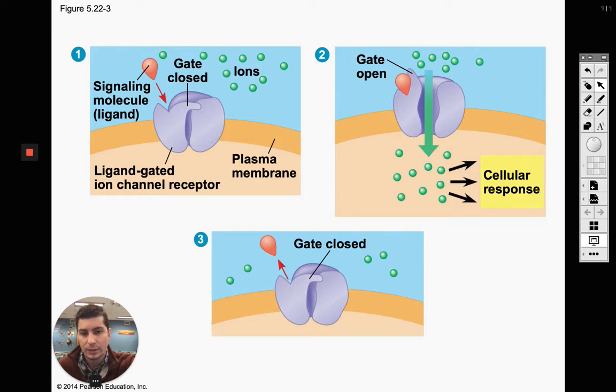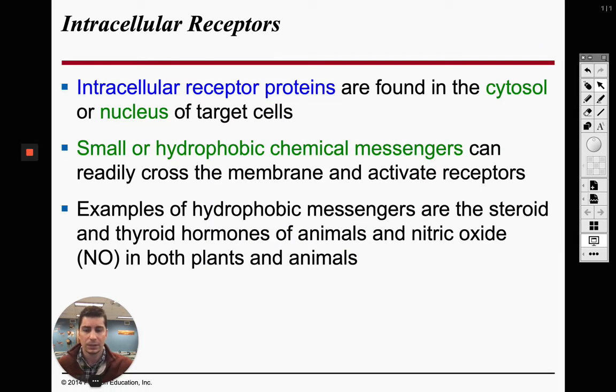And then, once it changes its shape, we can let some ions through, okay? But there's going to be a point where, hey, we have enough ions. We're good, okay? At that point, the ligand is going to disconnect from that protein, and then the gate will once again close. The protein will once again change its shape. So that's ligand gated, okay? A little bit different there.